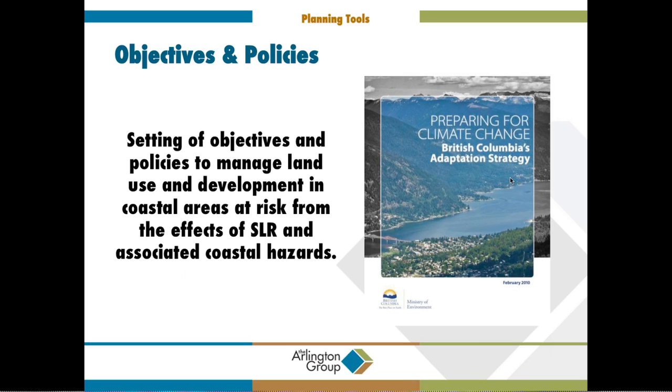So the first one, objectives and policies, really involves the setting of objectives and policies to manage land use and development in coastal areas at risk from the effects of sea level rise and associated coastal hazards. We have a long history in British Columbia of identifying our objectives through policies, community plans and the like. These may change over time, but it sets the tone, it's well recognized, and it's important to set these forward in a local context as to what our plans are for particular areas of the community and the community as a whole.